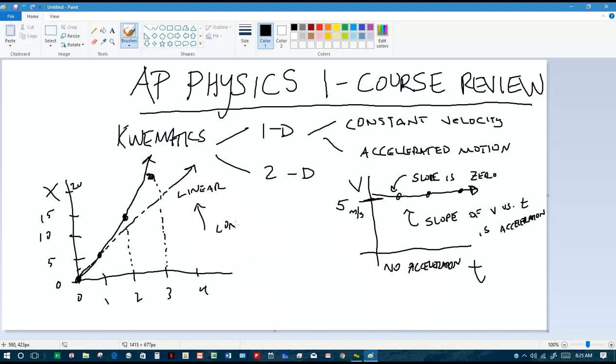So a linear position versus time graph is velocity. When it's curved, it's called constant acceleration. And I'll talk about exactly what that means in just a moment. But just know curved graphs mean you're accelerating. Speeding up, faster and faster, covering larger and larger distances each second.